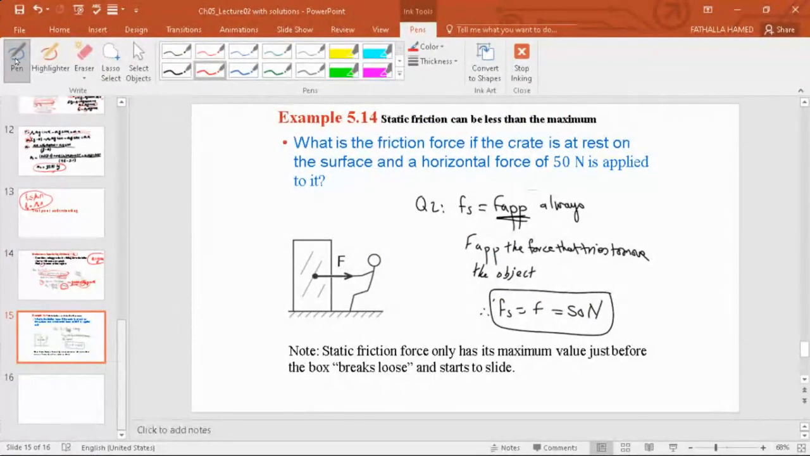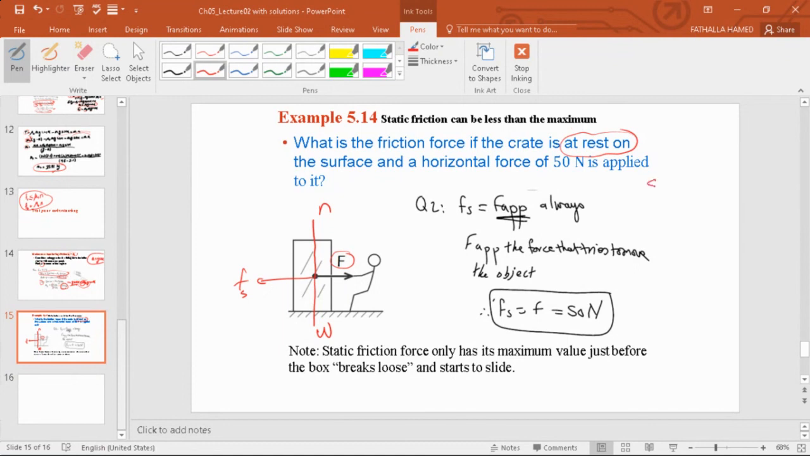Now, in this problem here, what is the friction force if the crate is at rest on a surface, and a horizontal force of 50 newtons is applied on it? Again, you always draw a free body diagram: weight is down, normal force is up, that's the applied force here. And of course, this will be, in this case, the static friction working in the opposite direction. It is basically at rest, so it's not moving.